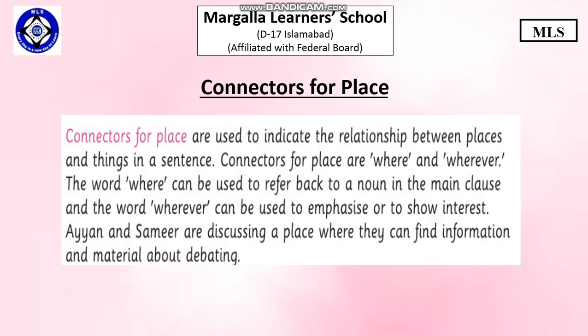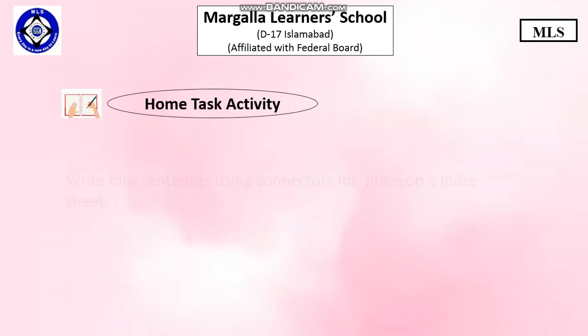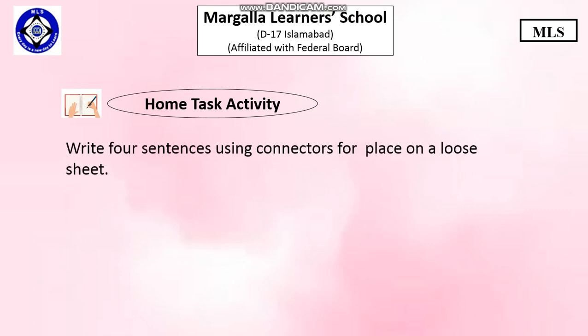Ayan and Samir are discussing a place where they can find information and material about debating. You may take a moment and pause the video, read the dialogues carefully for the better understanding of connectors for place. Once you are done reading, let's come to an activity. Write 4 sentences using connectors for place on a loose sheet.